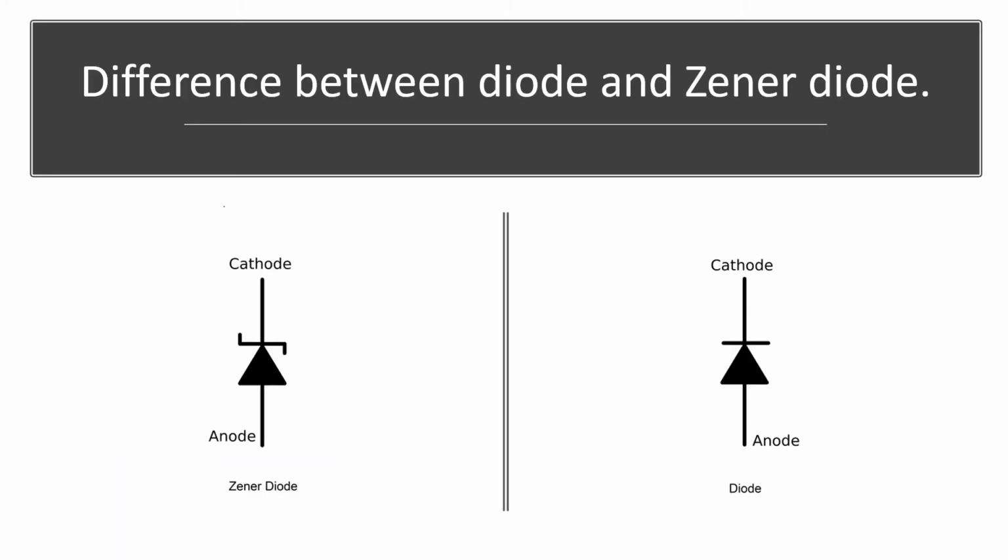Then we will get to the differences between the normal diode and the Zener diode. The normal diode is a semiconductor device which conducts in one direction only. But the Zener diode is a semiconductor device which conducts in both forward bias as well as reverse bias, so it allows the current to flow in both directions. A normal diode will get destroyed if it is operated in reverse bias, but the Zener diode is designed in a way that it can conduct in reverse bias mode without getting damaged.